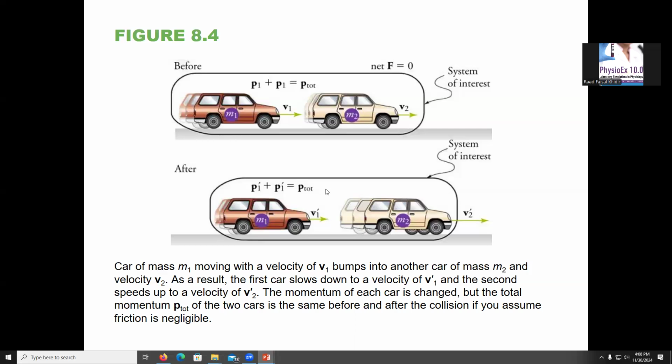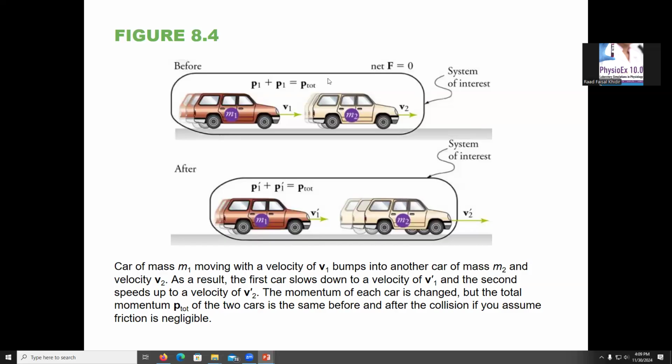But the total momentum before the collision and after the collision has to be conserved. So as a result, the first car is going to slow down to this velocity v1 prime, and the second car is going to speed up to a velocity v2 prime. The momentum of each car is changed, but the total momentum, p tot, the total momentum of the two cars is the same before and after the collision. Obviously, if you assume other forces like friction, remember? It's a force that is fighting the wheels, preventing them from moving forward. It's the same before and after the collision if you assume friction is negligible.